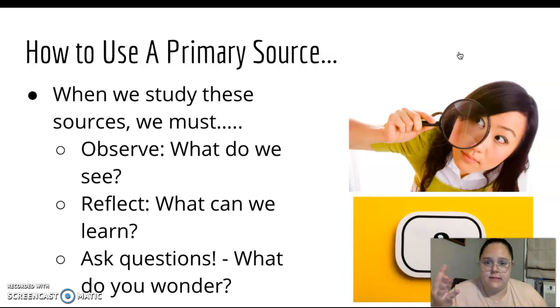And again, those three steps, when we are looking at a primary source, we're going to first observe. What do we see? What's going on? Second, we're going to reflect. What can I learn from this picture or source? And then we're going to ask questions. What do you wonder? What do you want to learn about from this?